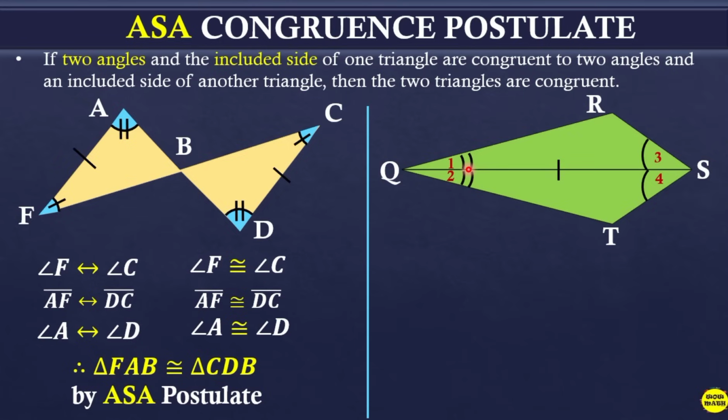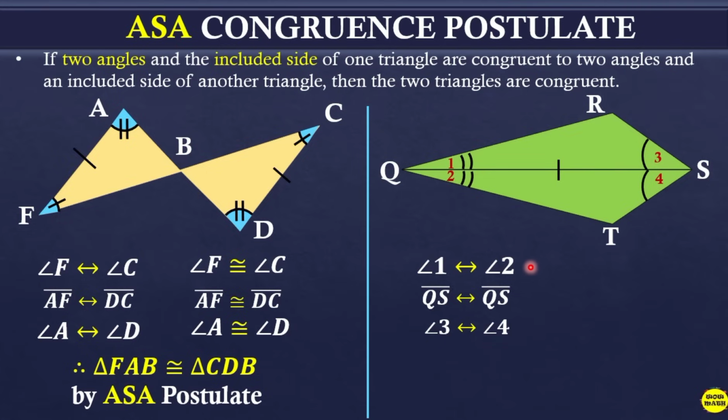So, let us identify the corresponding parts. So, angle 1 corresponds to angle 2. QS corresponds to QS since meron tayong dalawang triangles dito at ito ang common side nila. So, since common side, ibig sabihin, pareho sila dyan. Congruent sila. Okay? So, they are corresponding parts of the triangle kasi nag-share sila ng common side. Okay? Next, angle 3 corresponds to angle 4.